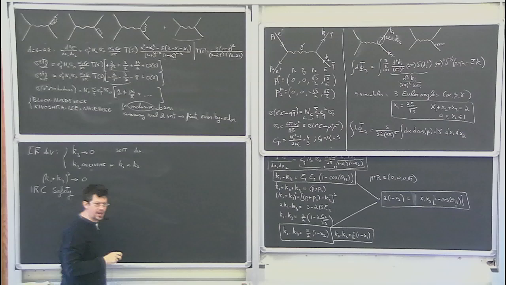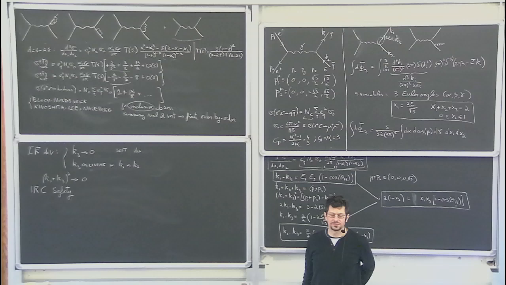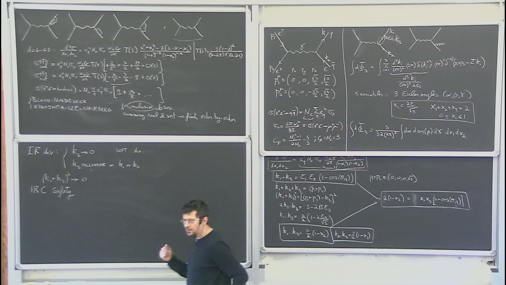Does anyone have an idea of what this is about? That means you need observables that are infrared and collinear safe. Okay. It's actually exactly the opposite.